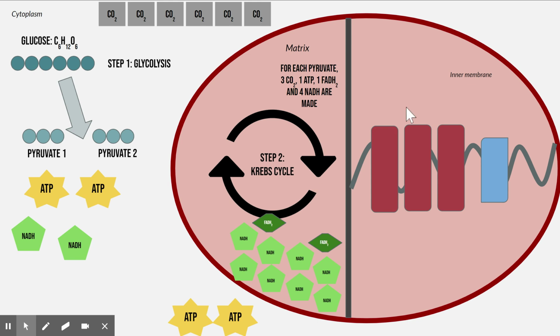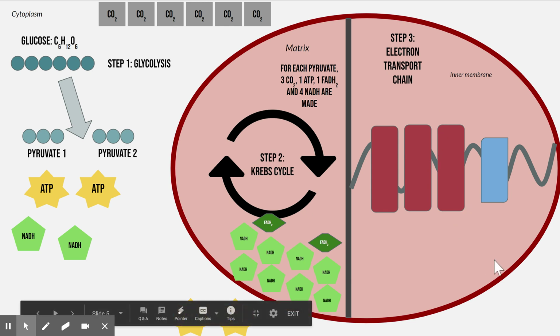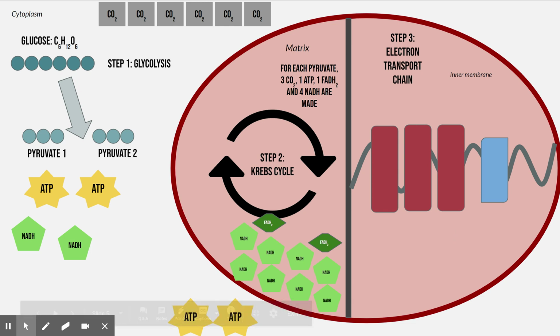What we have all the way to the right is the inner membrane of the mitochondria. We can see the 3 carrier proteins shown in red. And then all the way to the right, a blue rectangle that represents ATP synthase. Let's go ahead and look at what happens during step 3, known as the electron transport chain. During the electron transport chain, NADH and FADH2 enter the membrane.